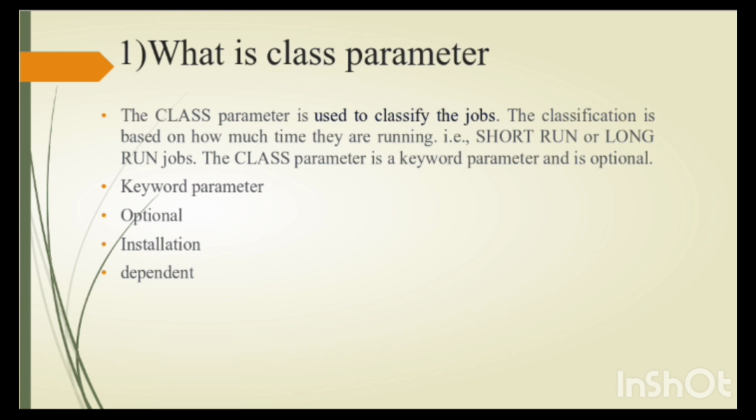So we have already seen it is a keyword parameter, and it is optional. It depends on the installation, whether short running or long running. So exactly what is the purpose of using the class? This parameter helps to balance the load of the jobs executing in the environment. It also helps to prioritize job execution. The system considers the priority parameter along with class to decide the job priority.